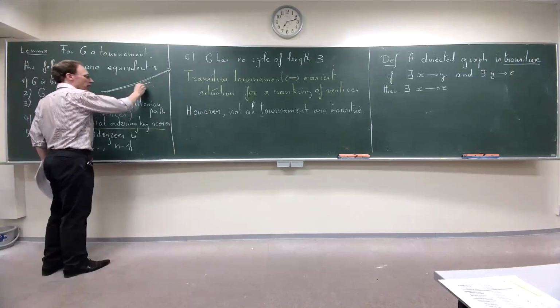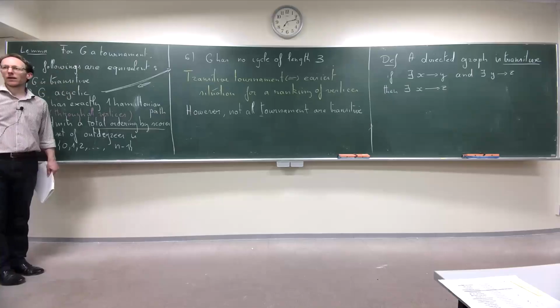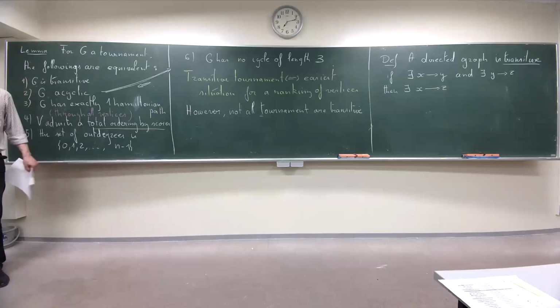However, this one maybe is more difficult because here you deal only with cycle of length 3. Why does it imply that there is no cycle at all? Why is there no cycle of length 4?